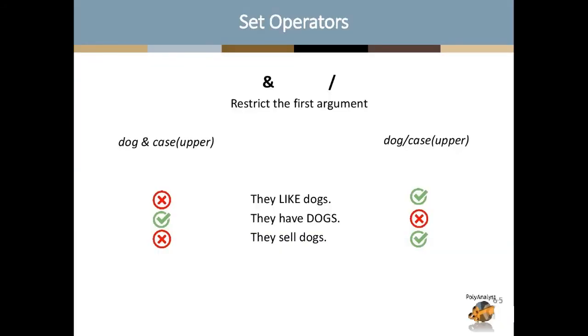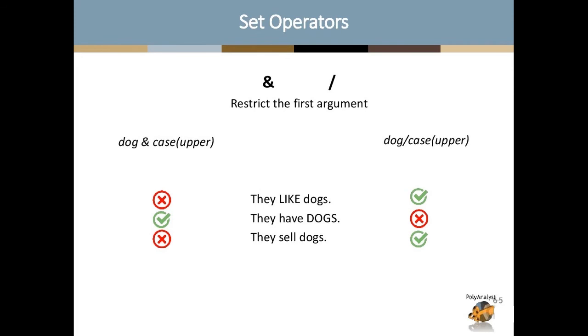Set operators are going to restrict arguments and restrict functions. So we have the ampersand and the slash. If we do dog and case upper, this forces the case upper to modify the dog. So if dog matches something, then the case upper has to match it as well. So they have dogs. Dogs is uppercase. It's dog and it's uppercase, so that's matched.